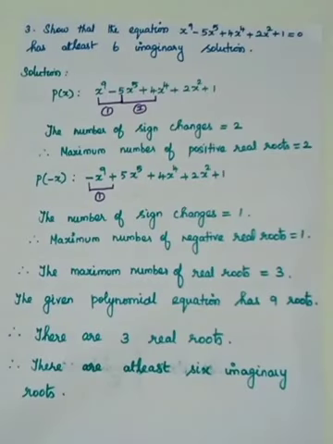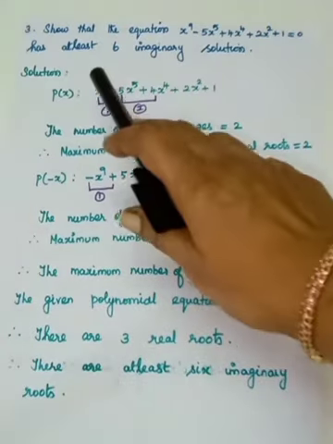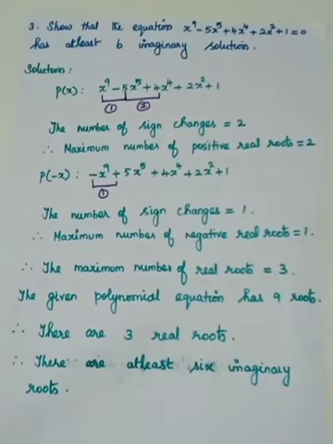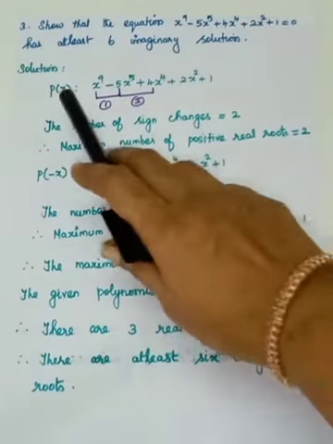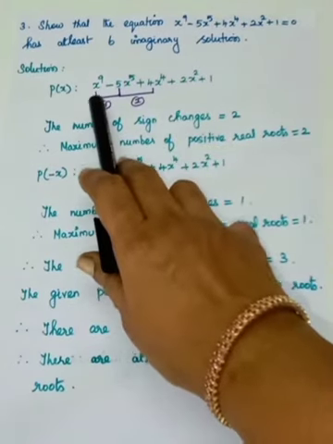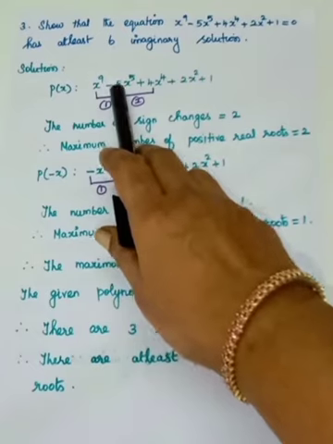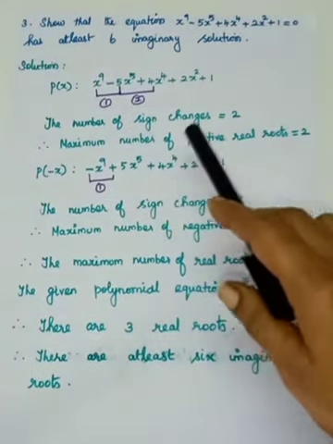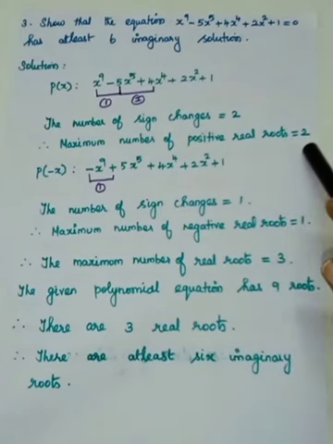And coming to the third problem, show that the equation has at least 6 imaginary solutions. So first we are going to find the real roots, and then after that we can conclude the imaginary solutions from the real roots. So p of x you have considered, and how many sign changes happened here? 1 and 1 more, minus to plus. After that everything is plus. So the maximum number of positive real roots is 2.